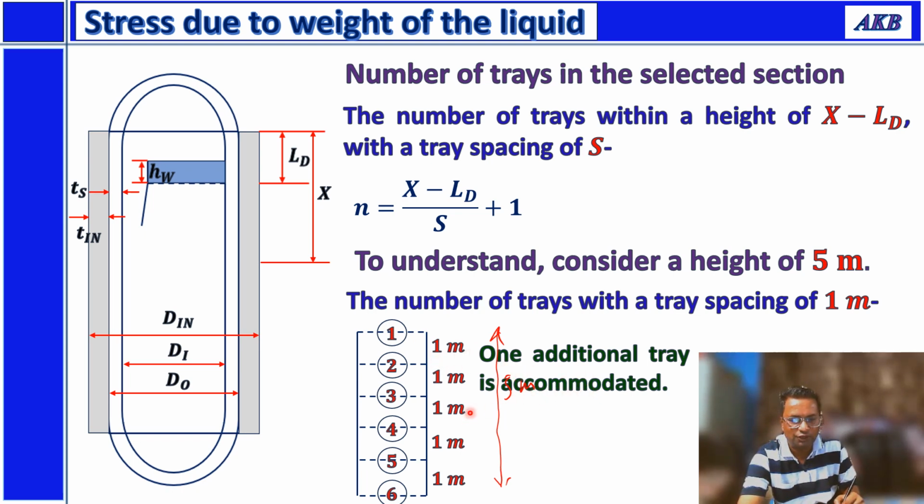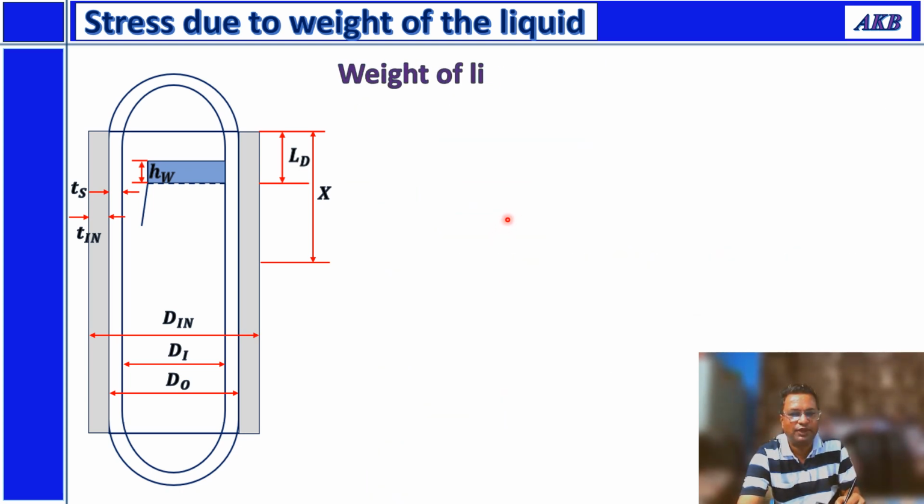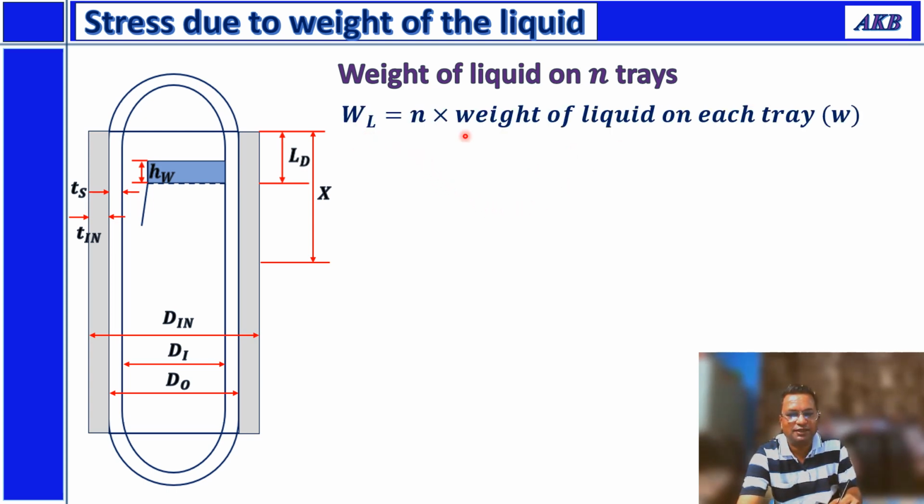So according to this particular discussion, you have this equation. Whatever trays you accommodate within the height of x minus LD, you have to add 1 to that. That's why number of trays within a height of x minus LD with the tray spacing of s is n is equal to x minus LD upon s plus 1. Okay, I hope this is clear to you. If you have any doubt, again please let me know. Now weight of the liquid on n trays. If you denote it as WL, it will be n into weight of liquid on each tray.